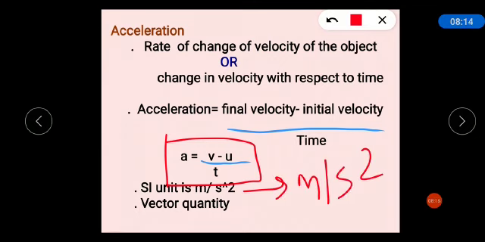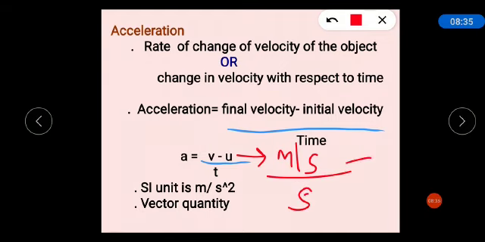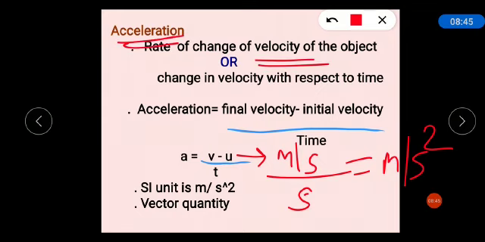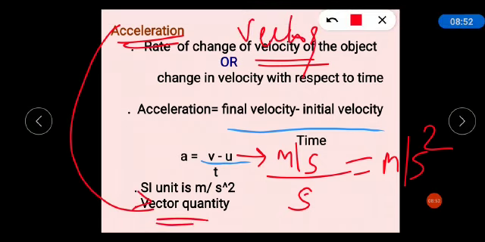How does this unit come? From this equation itself you can find the unit. What is in the numerator? These are velocities: final velocity minus initial velocity. So the term is velocity itself, and the unit of velocity is meter per second, divided by time in seconds. So meter per second by second, that is meter per second square. Clear? And since acceleration relates to velocity, and velocity is a vector quantity, acceleration is also a vector quantity. Clear? So: definition, equation, unit, and which type of quantity it is. Clear?